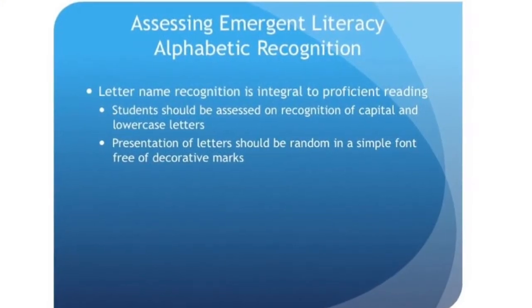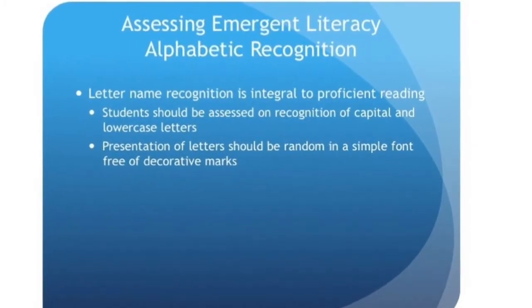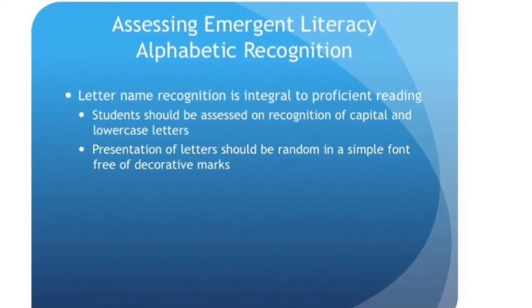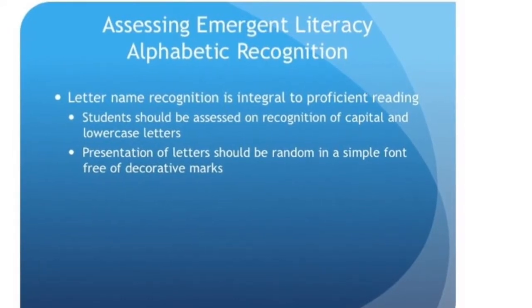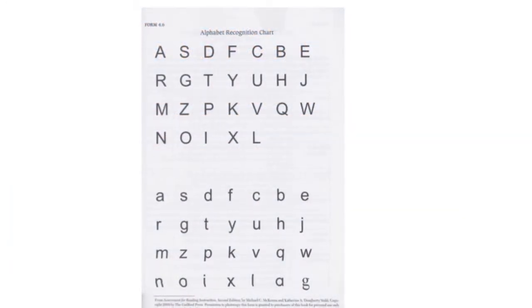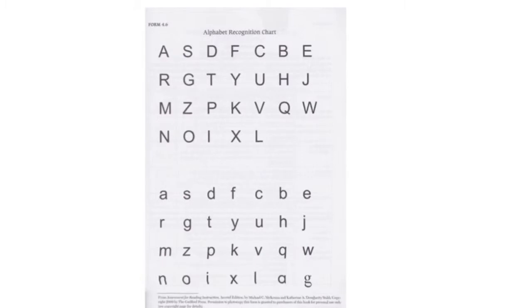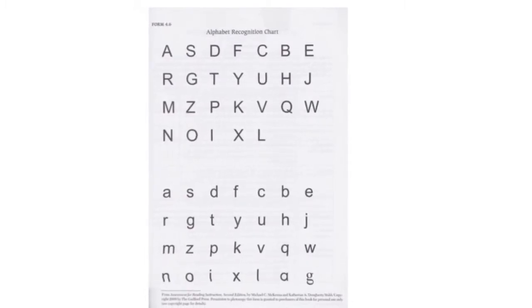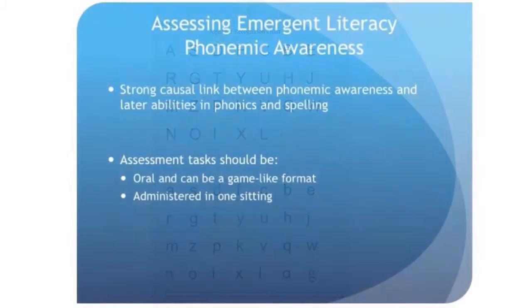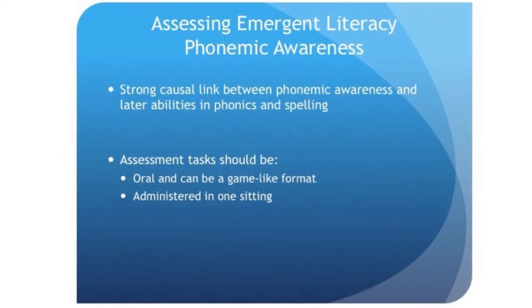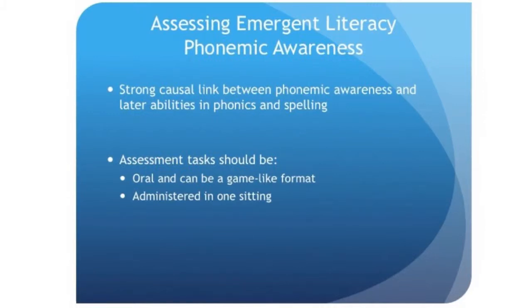When assessing emergent literacy, you're also looking for alphabetic recognition to check that the learner knows the difference between each letter, whether it be capital or lowercase. And as you can see, it would be common to use an alphabet recognition chart to do so. Phonemic awareness is another area of emergent literacy that should be assessed within young readers. Most of these assessments should be done in one sitting and can be in a game-like fashion just to check that students are picking up individual sounds of letters.